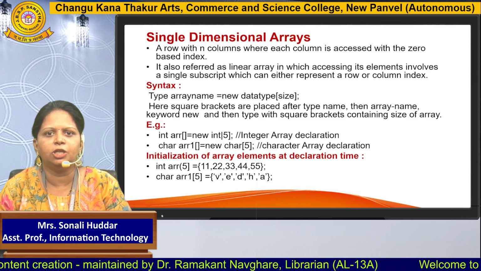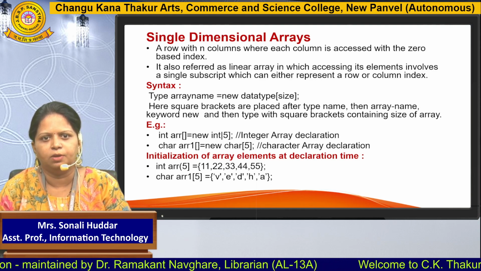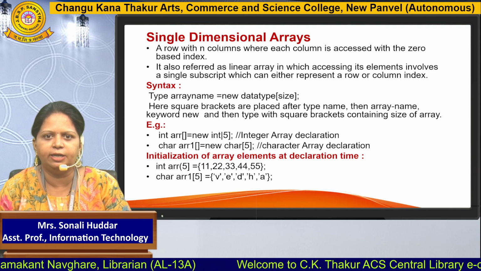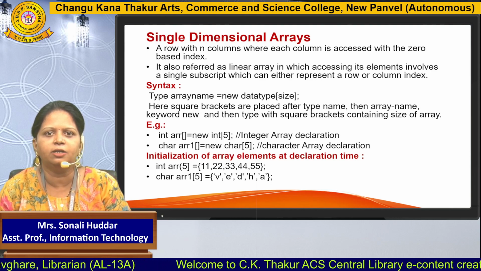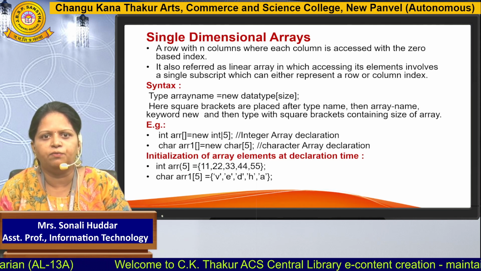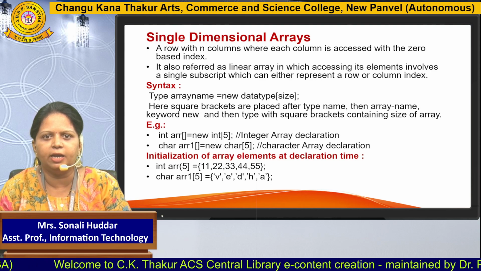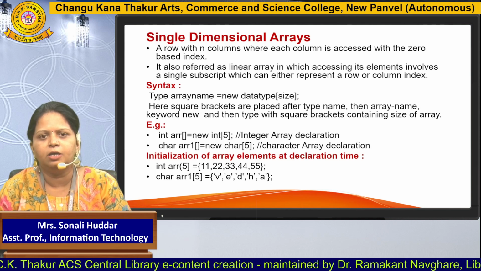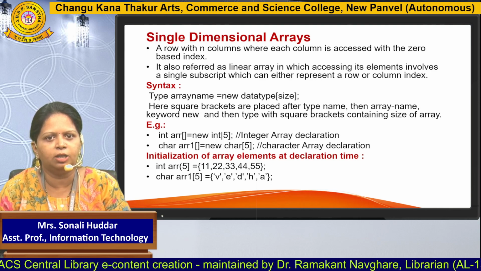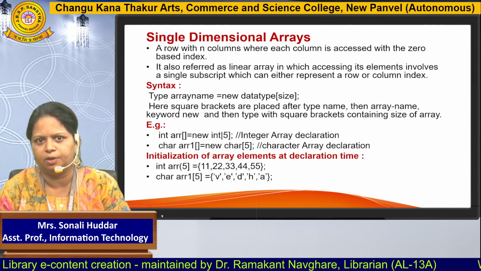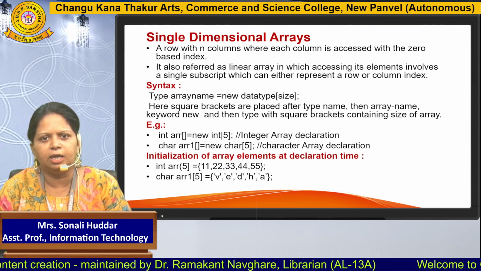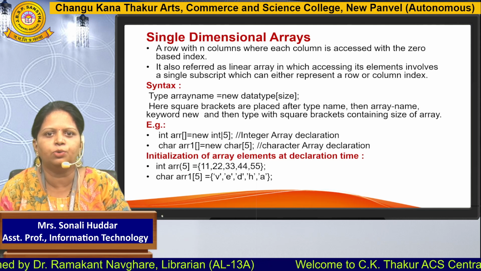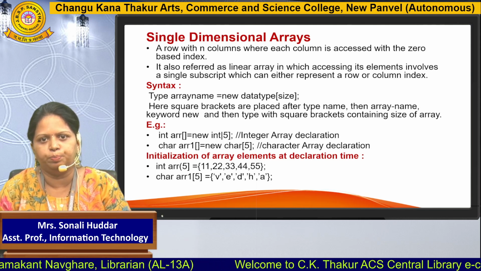Now just consider how to initialize array elements at declaration time. One can initialize the array elements at declaration time and also at runtime. So just consider how to do that at declaration time. int arr of 5 is equal to, and then in curly brackets, all 5 elements separated by commas. Here as an example, I am providing 11, 22, 33, 44 and 55. For a character array, the same procedure applies, but as it is a character array, each and every element you have to enclose in single quotes.